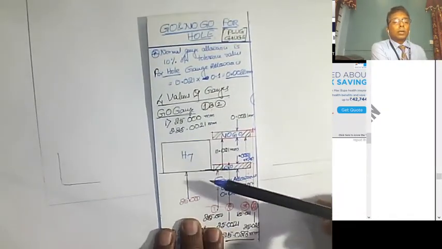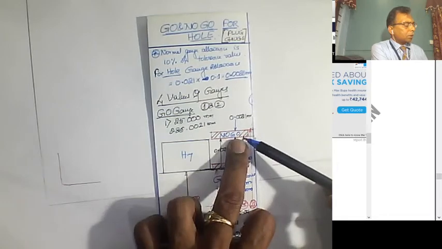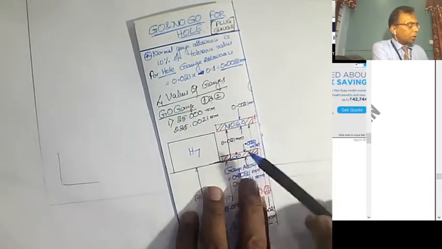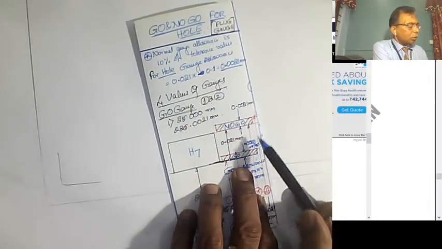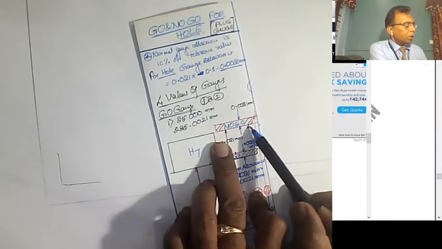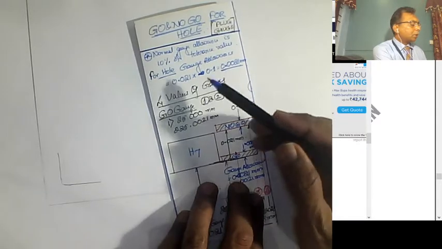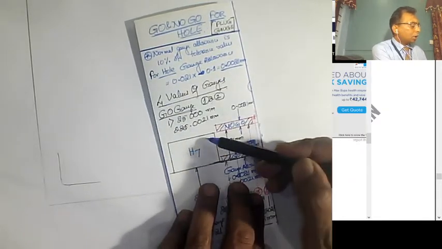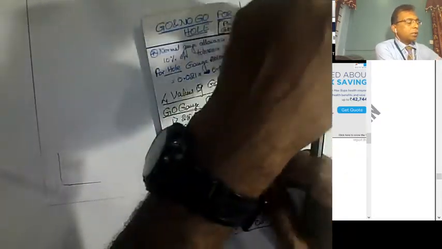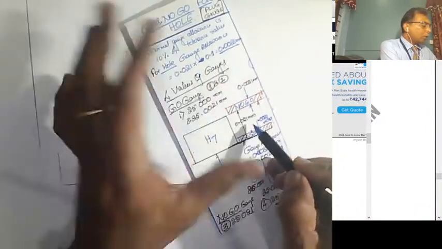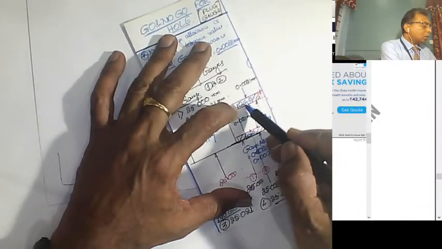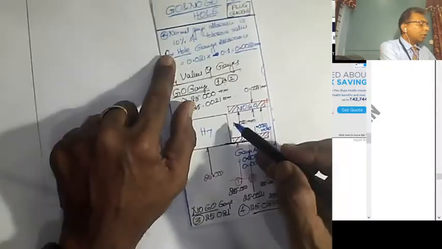Again, we can draw the sketch. Just draw two rectangles: one small rectangle above the XY line, and another just beyond the upper deviation of the hole. This value is equal to 10% of the tolerance. The tolerance for H7 is 0.021, which we have already calculated. So this becomes 0.0021. Can you see?